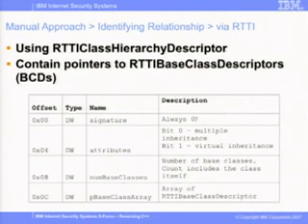So for polymorphic classes, it is easy to identify the base classes because of the RTTI base class descriptors. So again, this is the class hierarchy descriptor for a specific class. It will contain the number of base classes and a pointer to the array of base class descriptors.